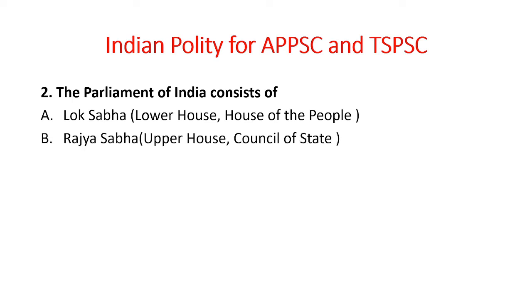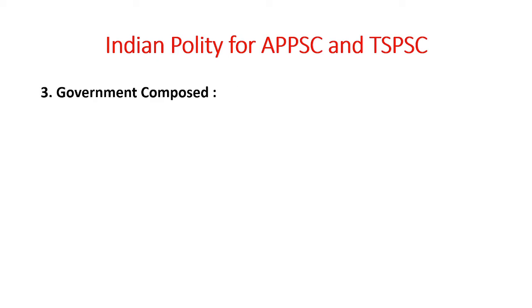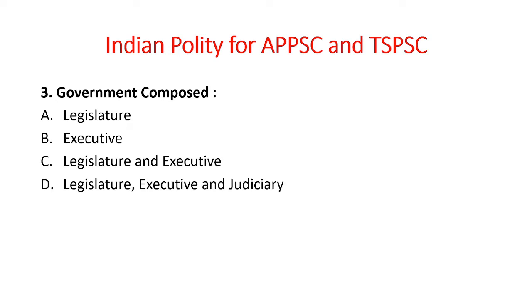Next, the Parliament of India consists of: options are Lok Sabha, that is lower house or house of the people, Rajya Sabha, that is upper house or council of state, Lok Sabha and Rajya Sabha, Lok Sabha, Rajya Sabha and President. The Parliament of India consists of Lok Sabha, Rajya Sabha and President. Next, government composed of, and the options are legislature, executive, legislature and executive, legislature, executive and judiciary. So government is composed of legislature, executive and judiciary.